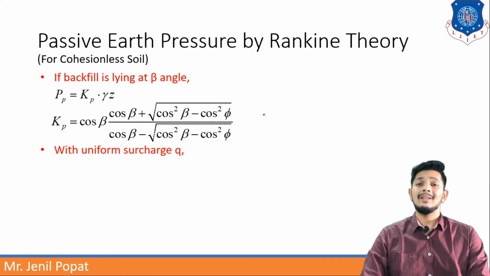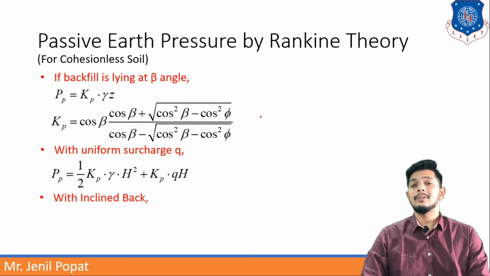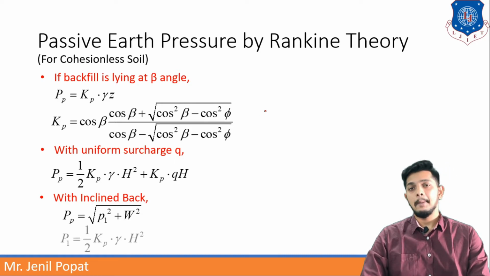And if the case is with uniform surcharge, Pp will be 1 half Kp gamma h square plus Kp into Q into h. This will be my total force in the case of uniform surcharge Q. If it is an inclined back and passive earth pressure, it will be similar to active earth pressure. Pp will be under root P1 square plus W square, where P1 will be 1 half Kp into gamma h square. So it is identical to active earth force for cohesionless soils.